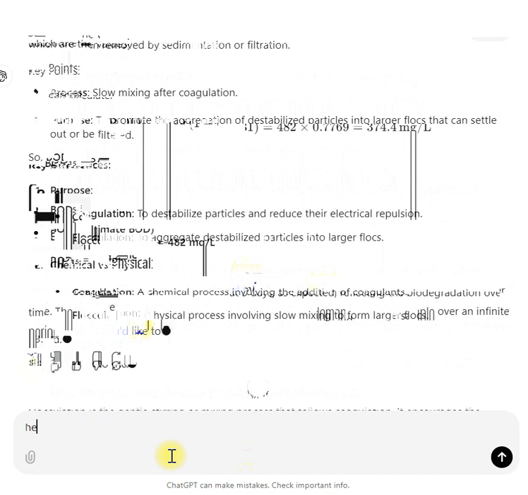Coagulation. Coagulation is the process of destabilizing the fine suspended particles, colloids, and dissolved impurities in water. This is typically achieved by adding chemicals known as coagulants, e.g. alum or ferric chloride, which neutralize the charges on particles, allowing them to aggregate. The particles form microflocs, which are then easier to remove in subsequent treatment stages. Coagulation works best at a slightly acidic pH.